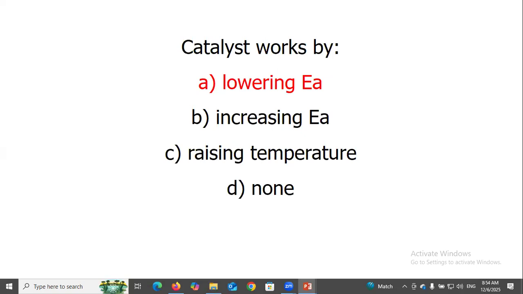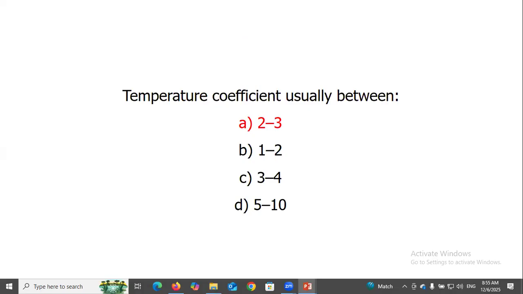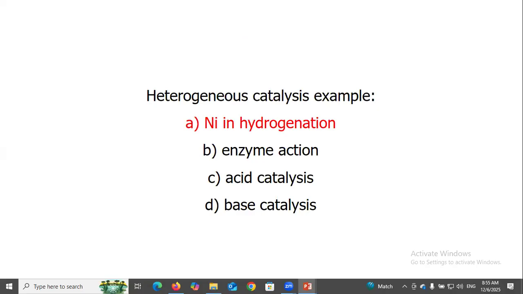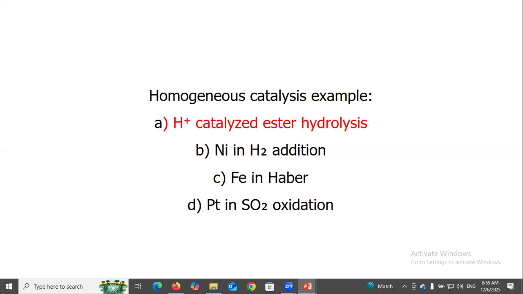Catalyst works by lowering activation energy, increasing activation energy, raising temperature, none. Correct option is option A, lowering activation energy. Temperature coefficient is usually between 2 to 3, 1 to 2, 3 to 4, 5 to 10. Correct option is option A, 2 to 3. Heterogeneous catalyst examples: nickel in hydrogenation, enzyme action, acid catalyst, base catalyst. Correct option is option A, nickel in hydrogenation.